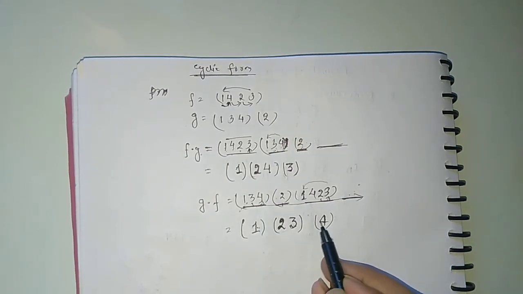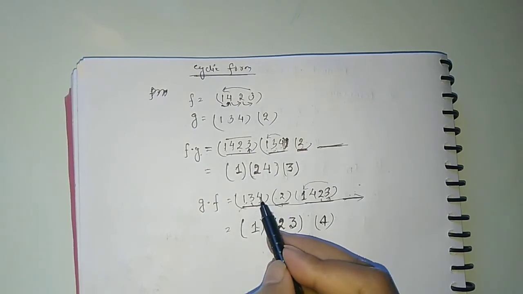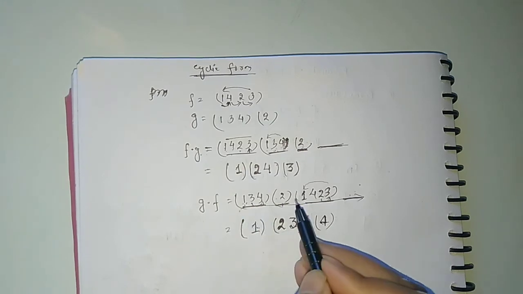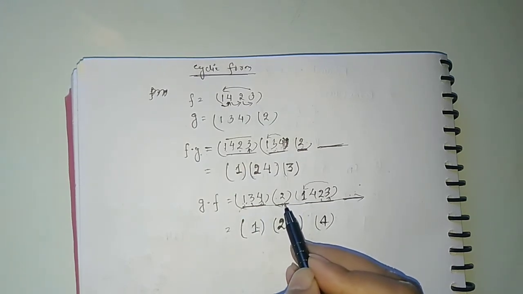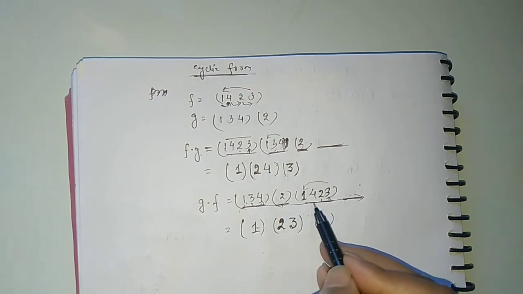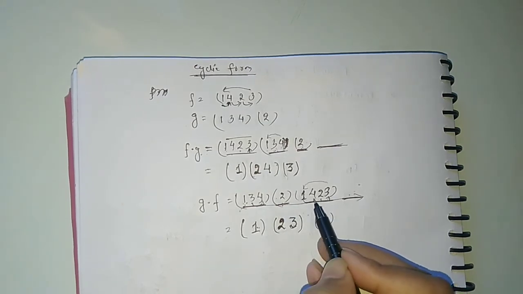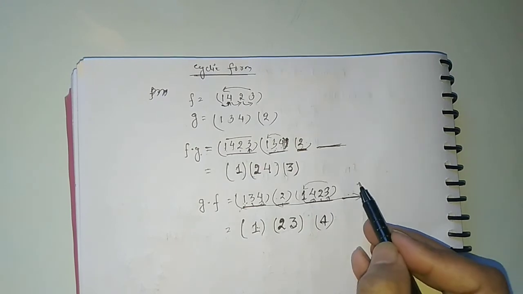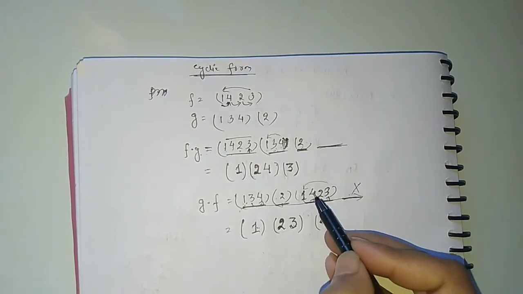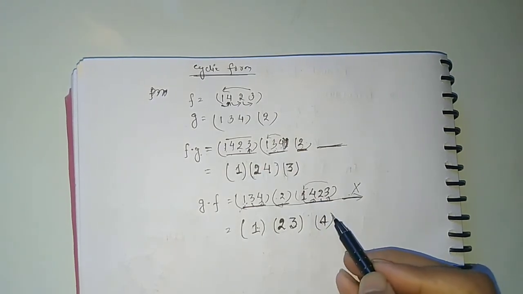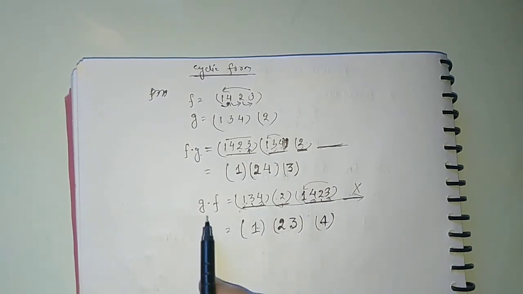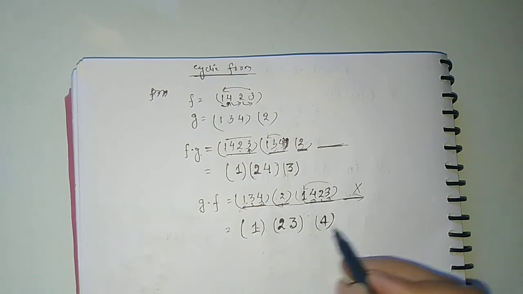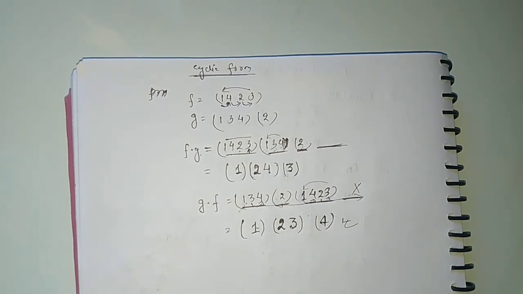Now 4 is the only element left, so it is self mapped here. If you check for this element 4 again, image of 4 is 1. Taking 1, go to the next cycle. Here there is no 1, so image of 1 is 1, and in the next cycle image of 1 is 4. There is no cycle left, so the last image 4 we have to write here, but 4 is already here, so close it. All the elements are here, so G into F in the cyclic form is equal to this.